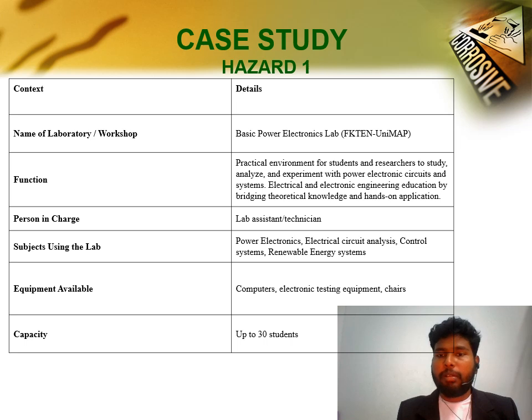Okay, now I will proceed with the case study. We are focusing on 5 hazards in total for this project. To begin with, hazard 1 is the Basic Power Electronics Lab, FKTEN, a practical environment for students and researchers to study and analyze with equipment of power electronics. The person in charge is a lab assistant. Subjects using the lab are power electronics, electrical circuits, control systems, and renewable energy. The capacity is up to 30 people.